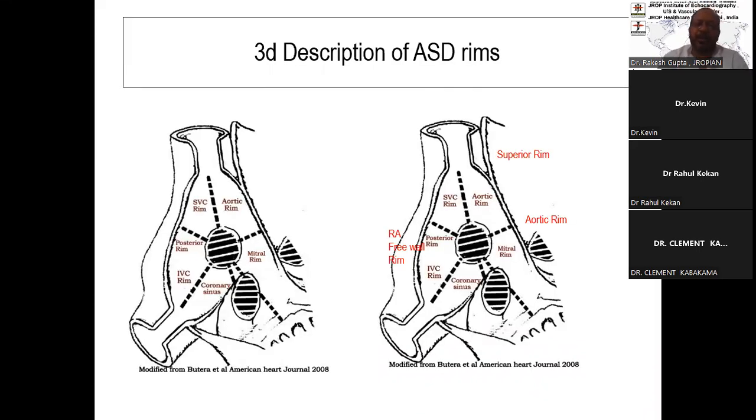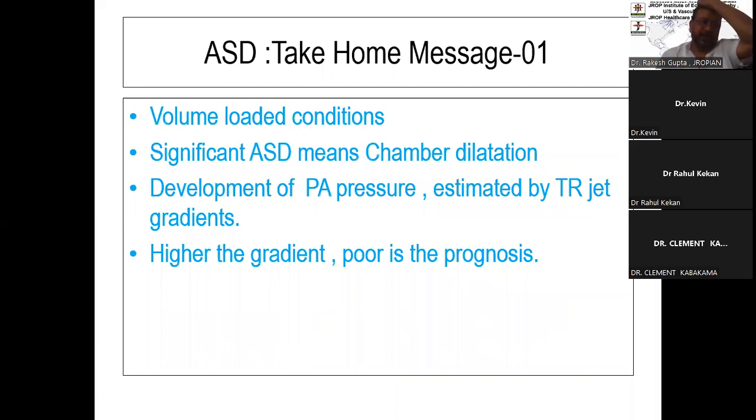This is what exactly we have been doing now in day-to-day practice. This has been drawn from images, and I make it a little simple. We look for a superior rim, an inferior rim, then the RV free wall, and this is the aortic rim. And we measure the size of each particular rim. Many people have given many definitions: SVC, aortic, posterior, IVC, coronary sinus rims. But if you remember superior versus inferior, RA free wall and aortic rim, that gives you an idea whether you can close this ASD or not.